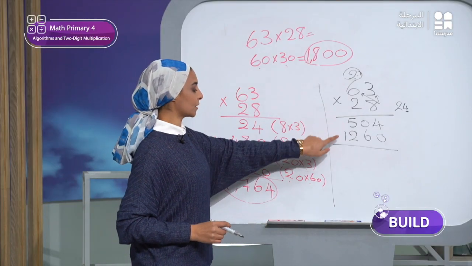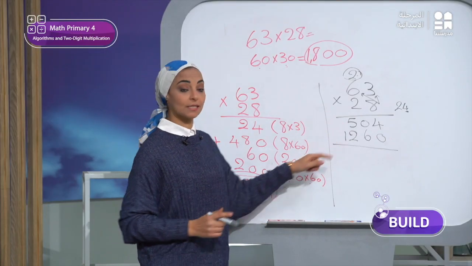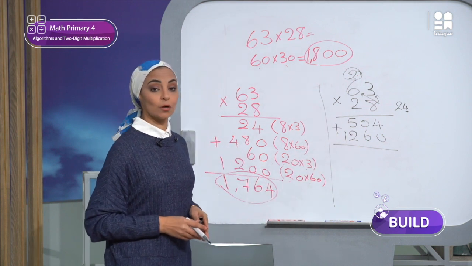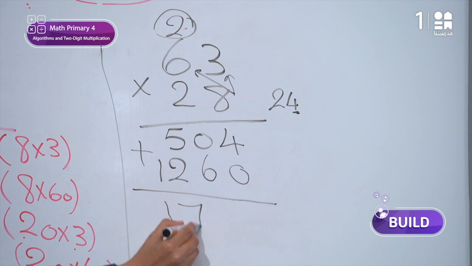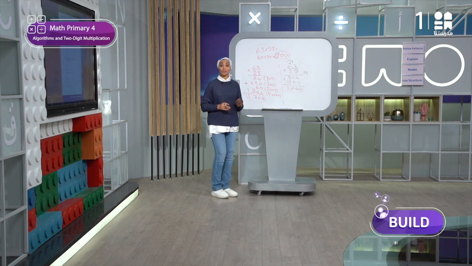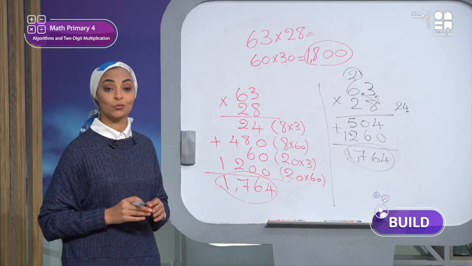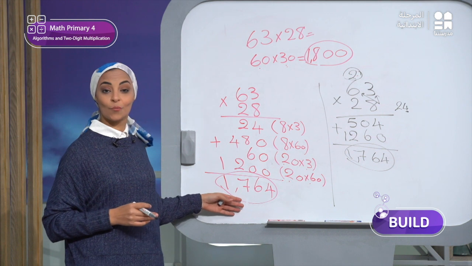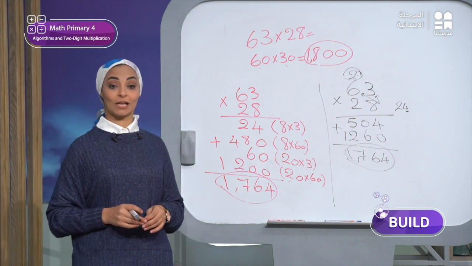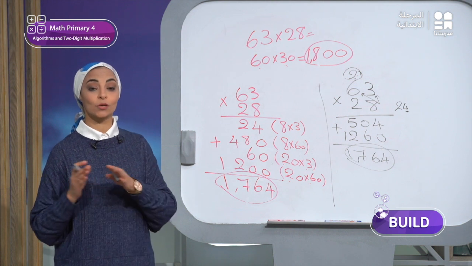After I have 504 and 1260, I will add these two numbers. So the answer will be 1764. This is the final answer. And now, as you see, it is the same product we have when using the partial products algorithm. Now we have practiced solving multiplication problems using more than one strategy.